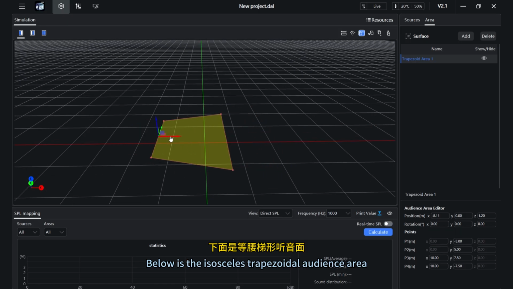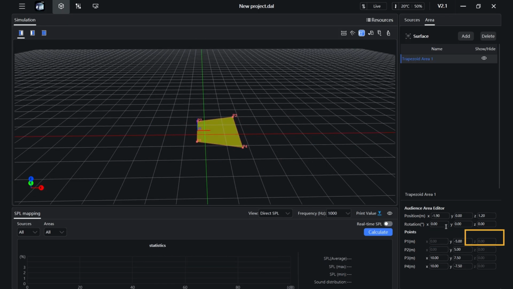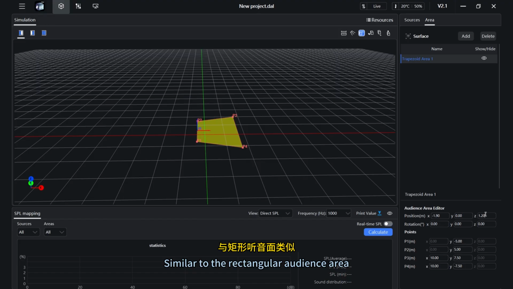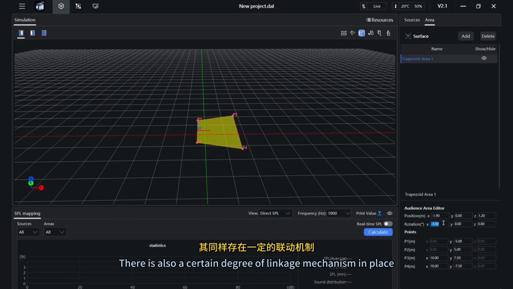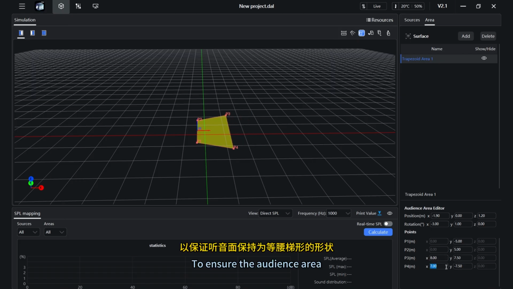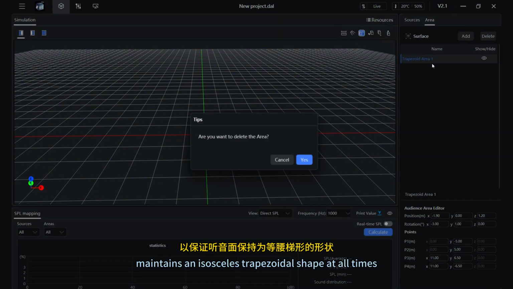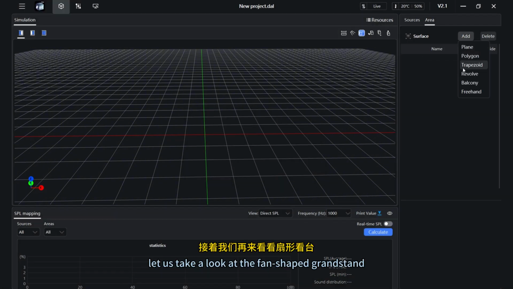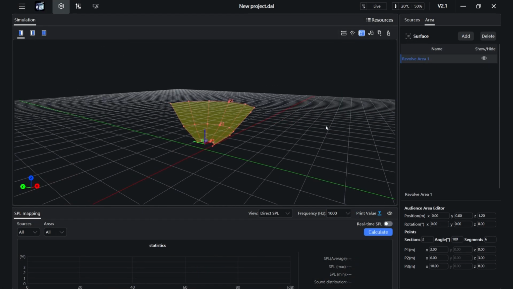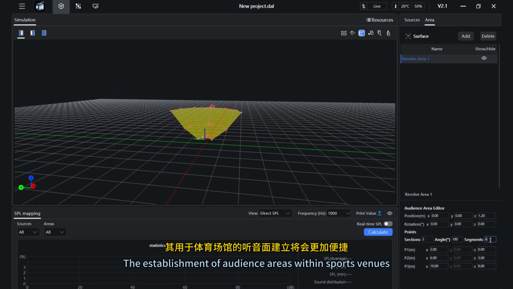Below is the isosceles trapezoidal audience area. Similar to the rectangular audience area, there's also a certain degree of linkage mechanism in place to ensure the audience area maintains an isosceles trapezoidal shape at all times. Next, let us take a look at the fan-shaped grandstand. The establishment of audience areas within sports venues will become more straightforward.